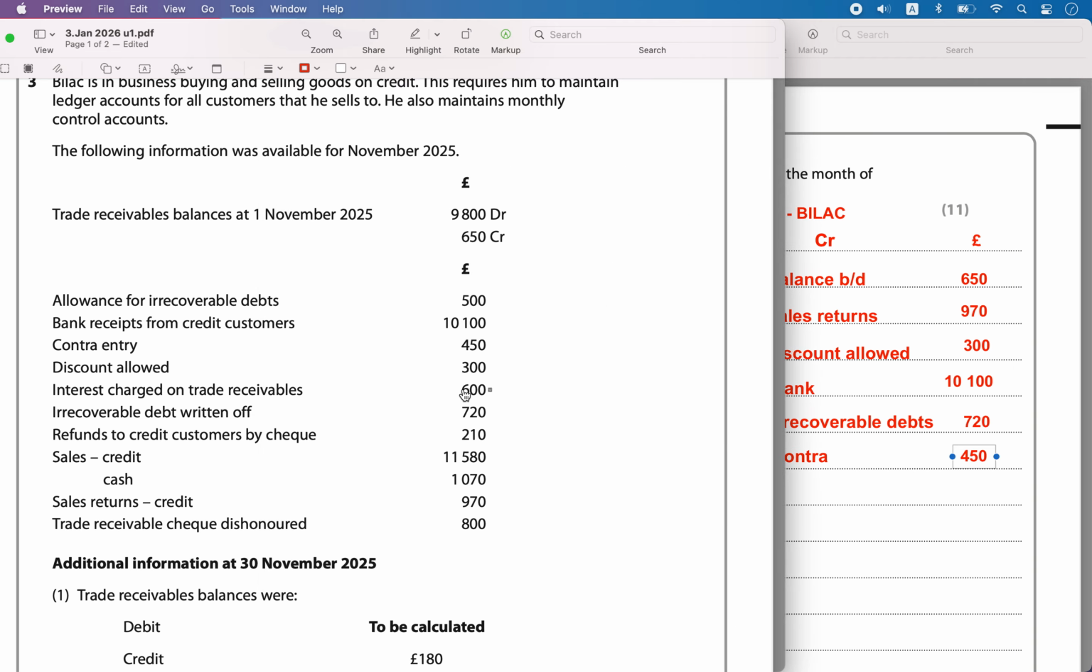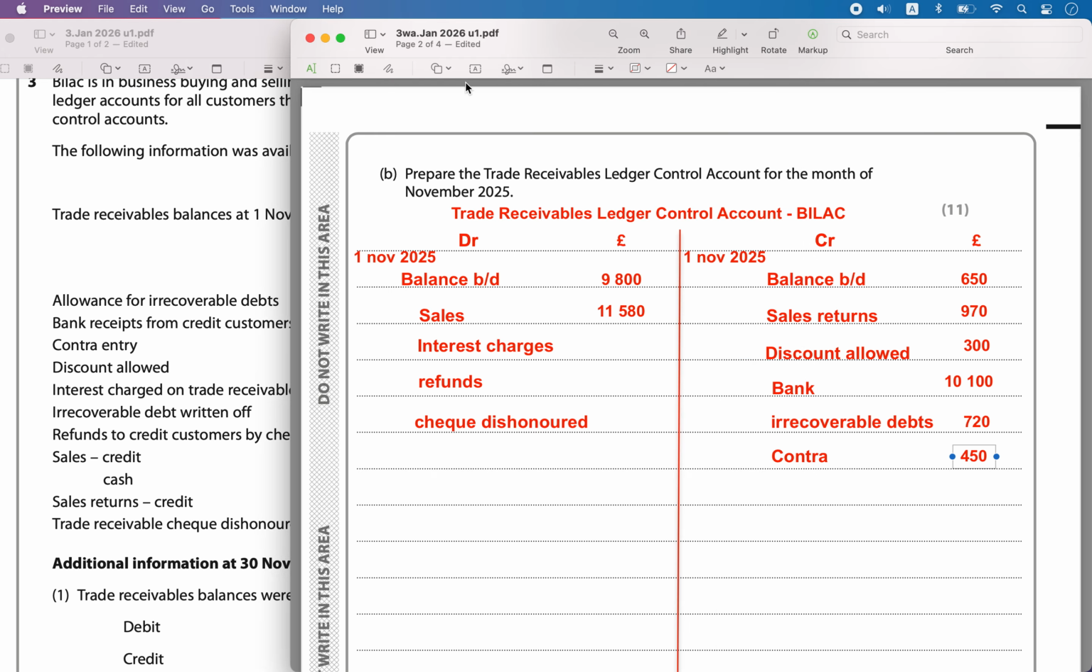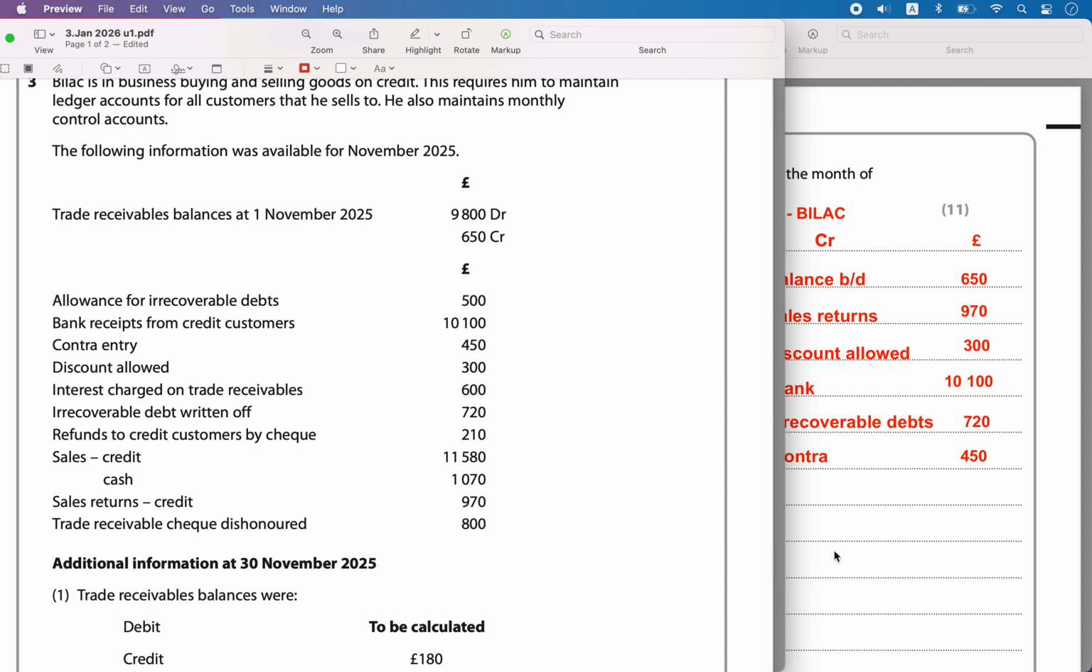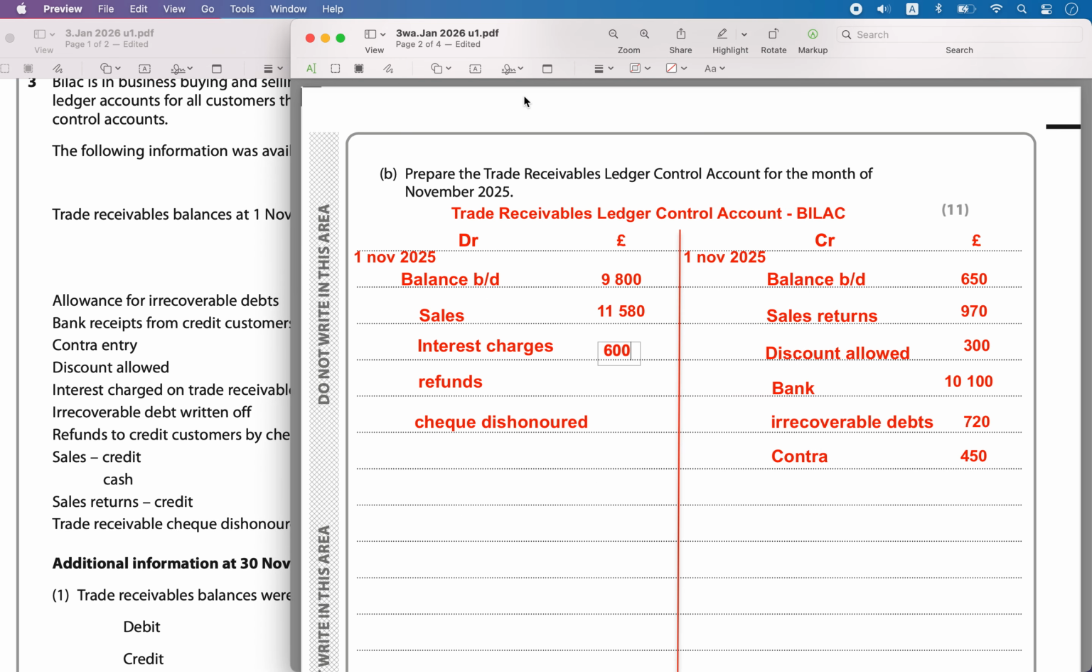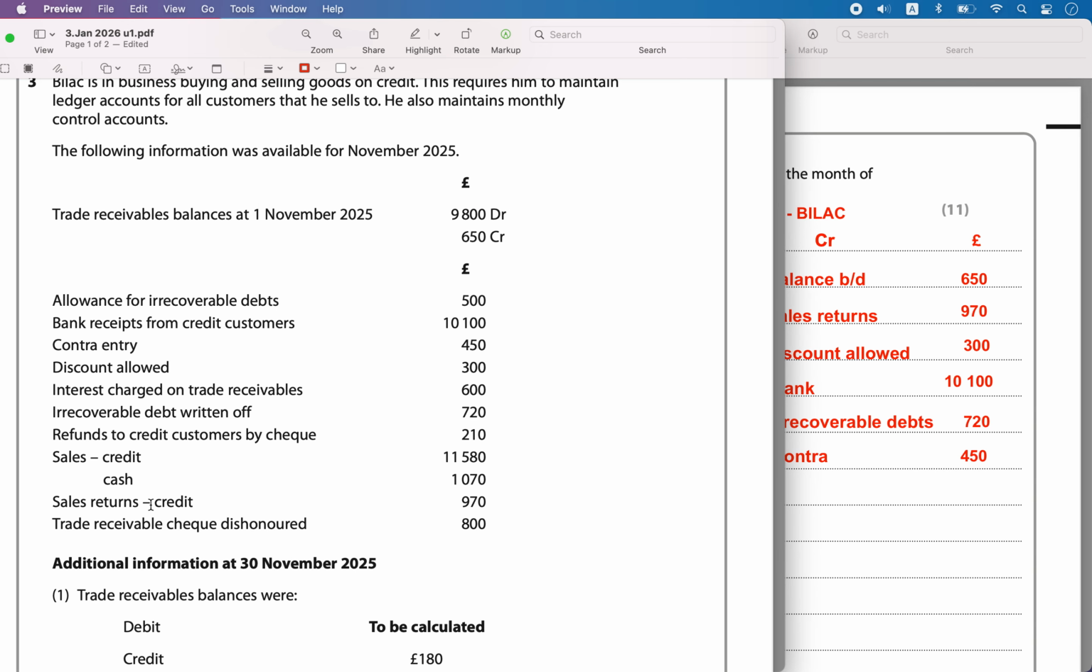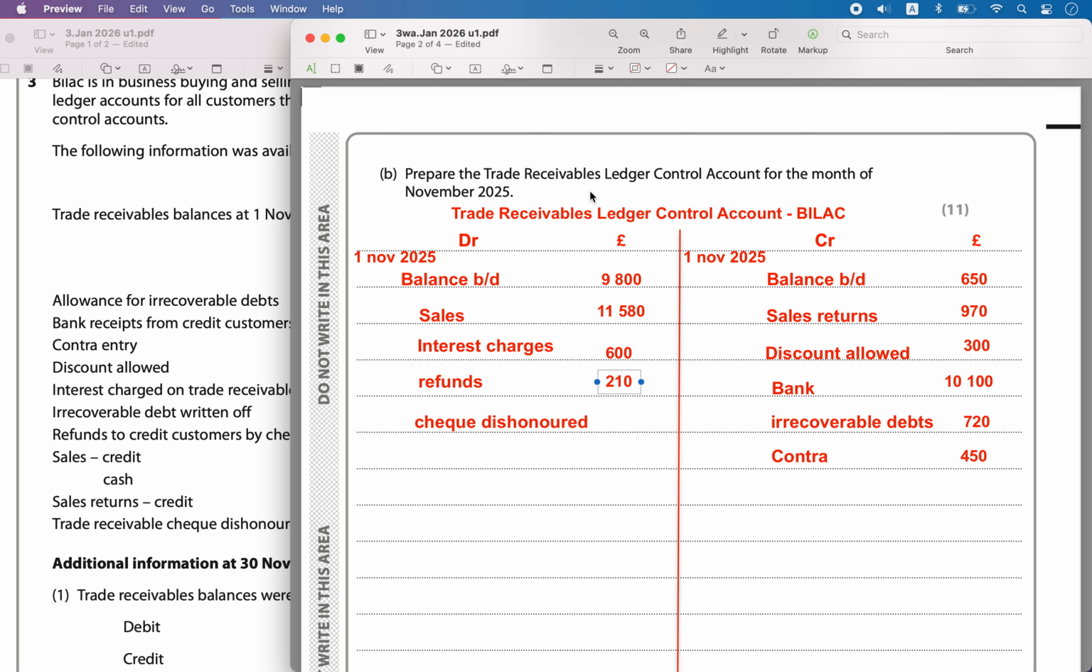Then on this side, interest charged on the trade receivables is 600. Then we have the refunds, any refunds to the credit customer by cheque, so that is 210. Then cheque dishonoured, 800.